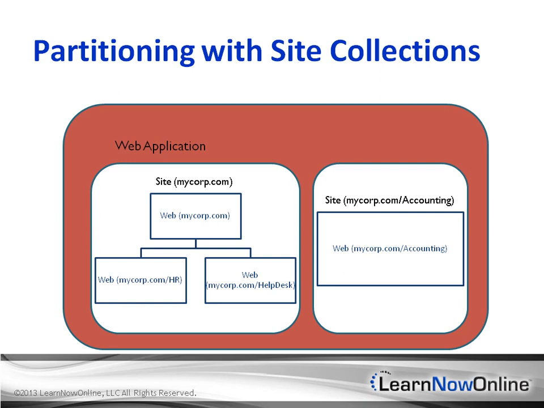So they can create their own security boundary by putting all of their sites and data in a new site collection. In this case, it would be under a new site collection, and the root web would be mycorp.com/accounting.